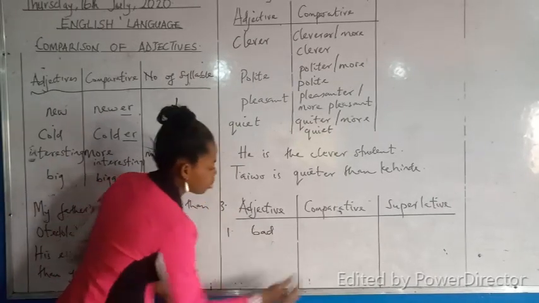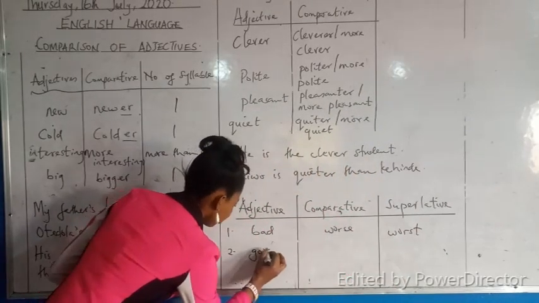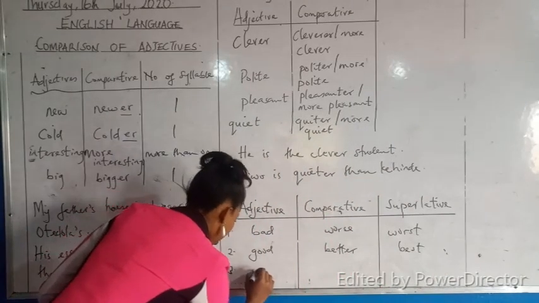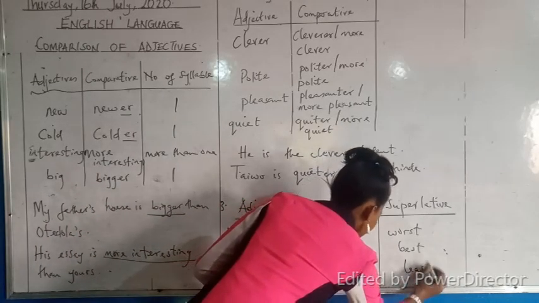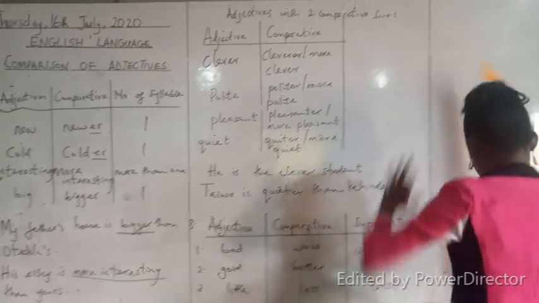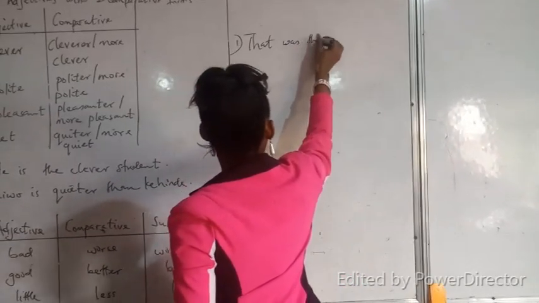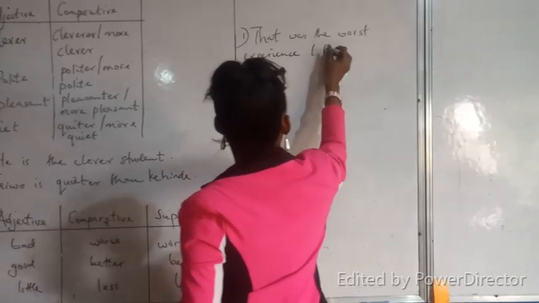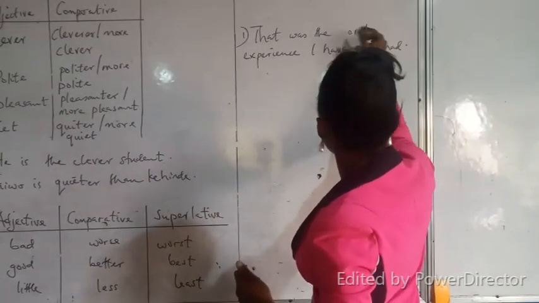We have bad, worse, worst. We have good, better, best. We have little, less, and least. The list is endless. Let me just use an example to explain that: that was the worst experience I have ever had. That means amongst all the experiences you've ever had in life, that particular one was the worst.